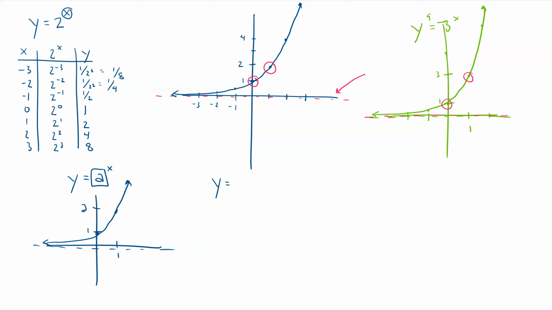For example, y equals 7 to the x. Quick sketch it. Over 0 up 1, over 1 up 7. It's not to scale. Whee! And then don't forget your horizontal asymptote.